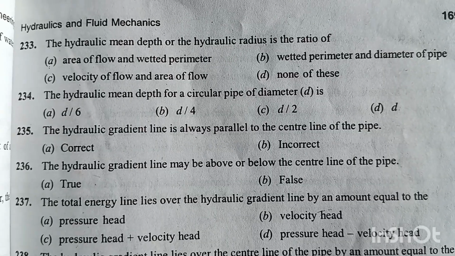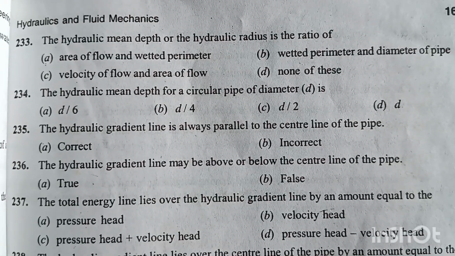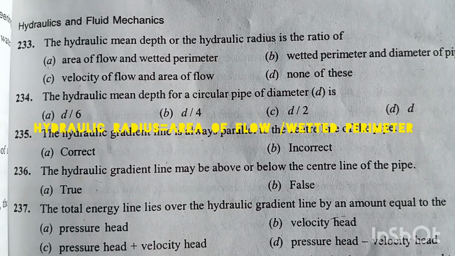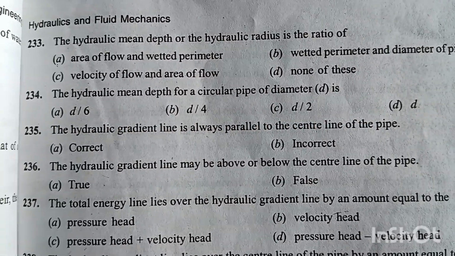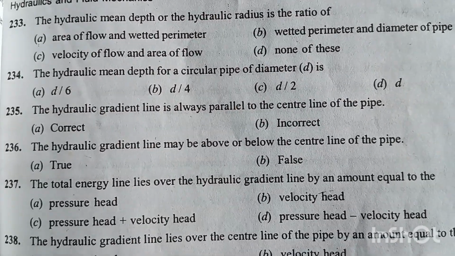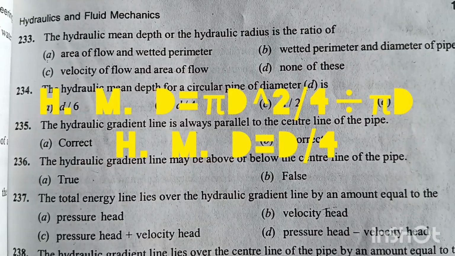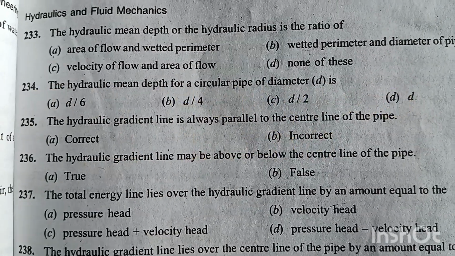Question number 233. The hydraulic mean depth or hydraulic radius is the ratio of area of flow and wetted perimeter. Option A is right answer. Question number 234. The hydraulic mean depth for a circular pipe of diameter small d is d by 4. Option B is right answer.